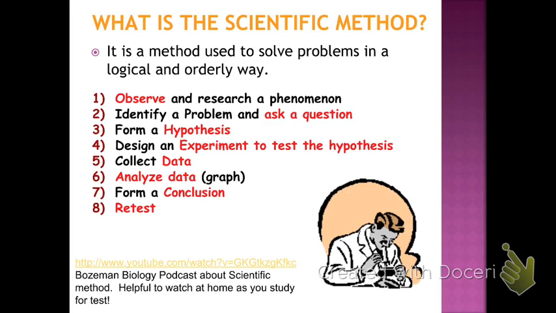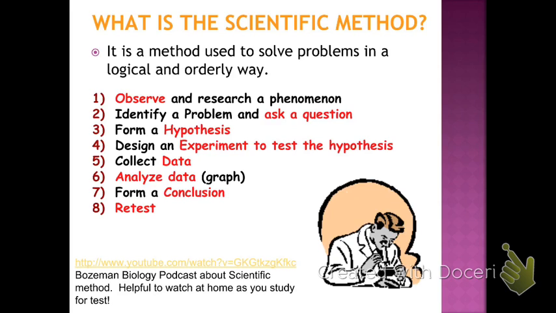The 8 steps are to observe and research a phenomenon. A phenomenon is just something you see, you notice. It could be as simple as you see that a beetle always comes back to the same landing spot, and you're interested in that. Then you can ask a question like, why does a beetle come back to that same spot? And then you can form a hypothesis. Maybe beetles somehow know to come back to the same spot because they left some type of marker there.